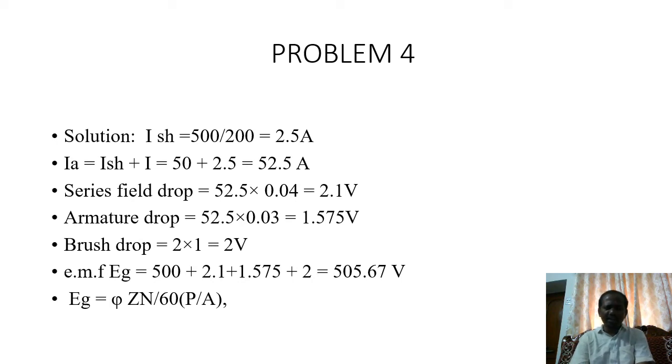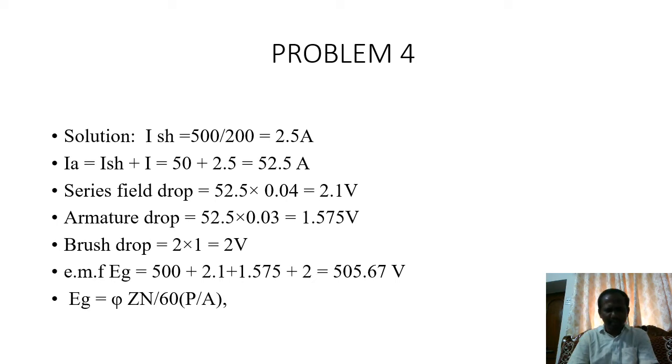What is the armature drop? Armature drop is IA RA. What is IA? 52.5. RA is 0.03. 52.5 into 0.03 is equal to 1.575 volts. What is the brush contact drop? 1 volt. How many brushes? 2. 2 into 1, 2 volts. Right? Now you will get the generated EMF in the armature winding.